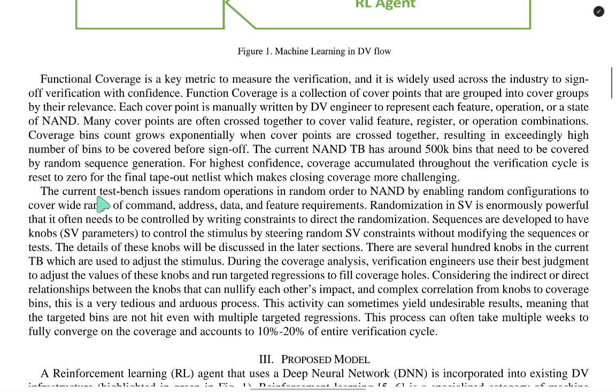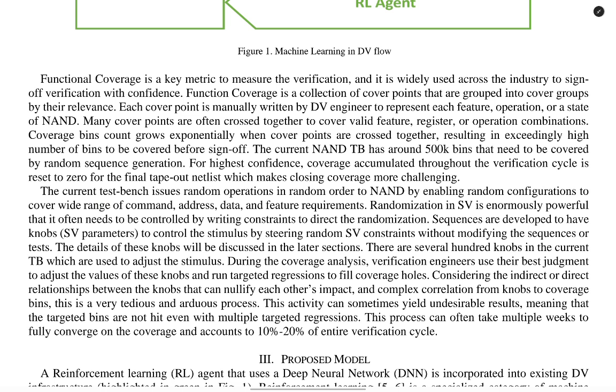So the current test bench issues random operations in random order to NAND by enabling random configuration to cover a wide range of command, address, data, and feature requirements. Randomization in SystemVerilog is enormously powerful and is often controlled by writing constraints to direct the randomization. Sequences are developed to have knobs, SV parameters that control the stimulus by steering random SV constraints without modifying the sequences or test. The details of these knobs will be discussed in a later section.